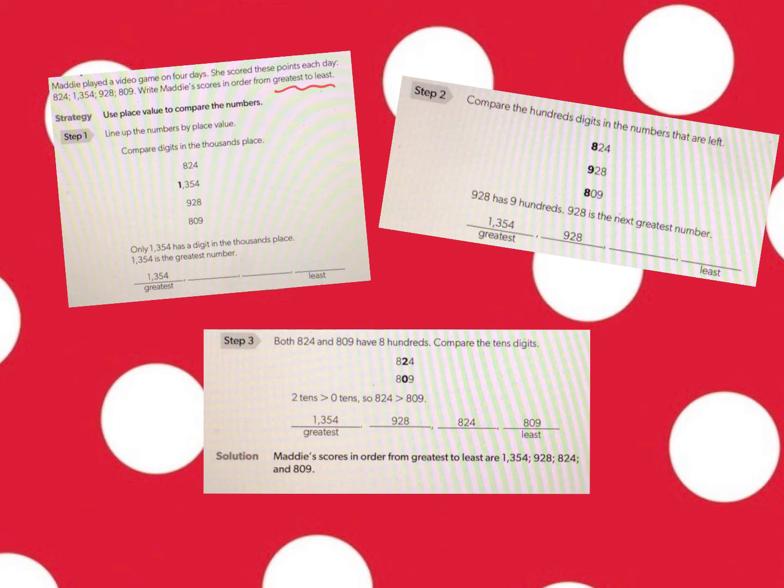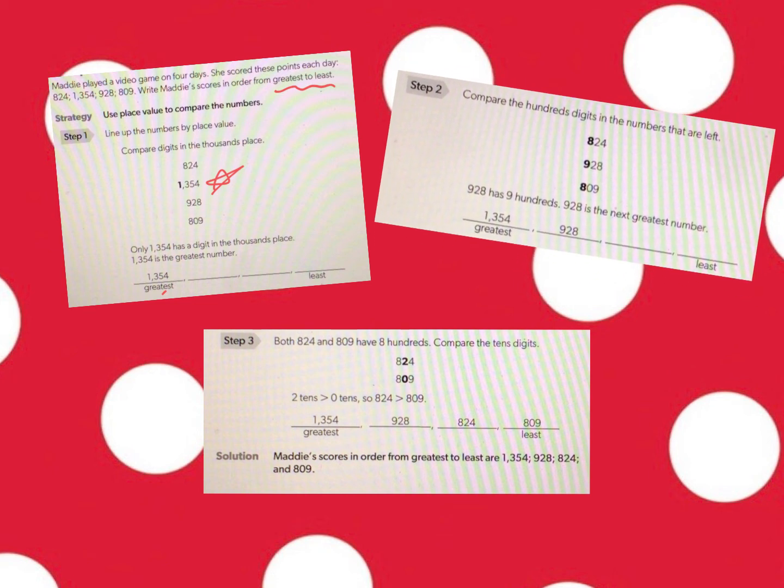We're going to line up the numbers by place value and compare the digits in the thousands place. So look, only one number is going to have the thousands place. I know that 1,354 is going to be the greatest number. Over here on step 2, we're going to compare the digits in the numbers that are left.